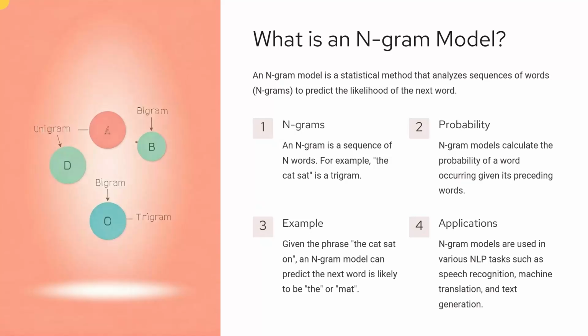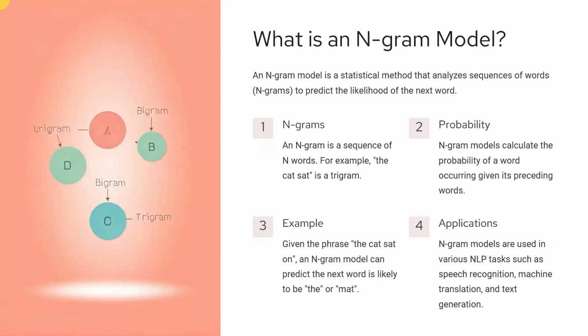So, in which way will the n-gram model be represented? What is the purpose of using an n-gram model? An N-gram model is a statistical model that analyzes the sequence of words to predict the likelihood of the next words. How do we represent an n-gram? For example, "the cat sat" is a trigram. Here there are three words. That's why we call it a trigram. If it is two words, that is a bigram. If it is only one word, that is a unigram.